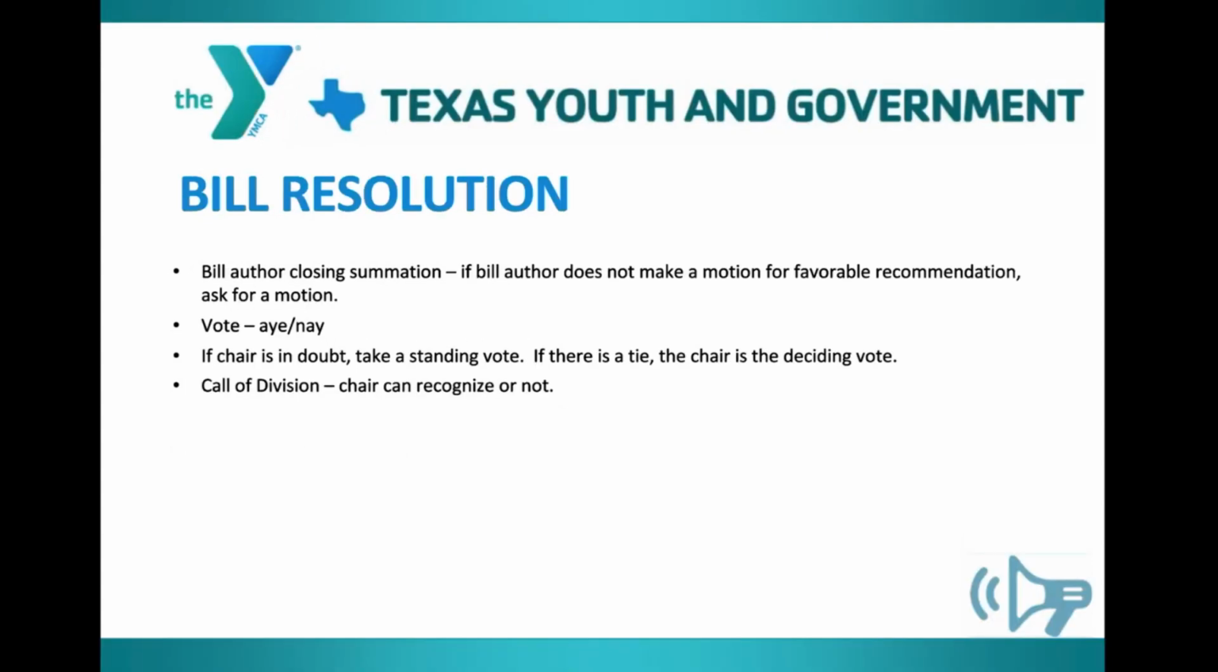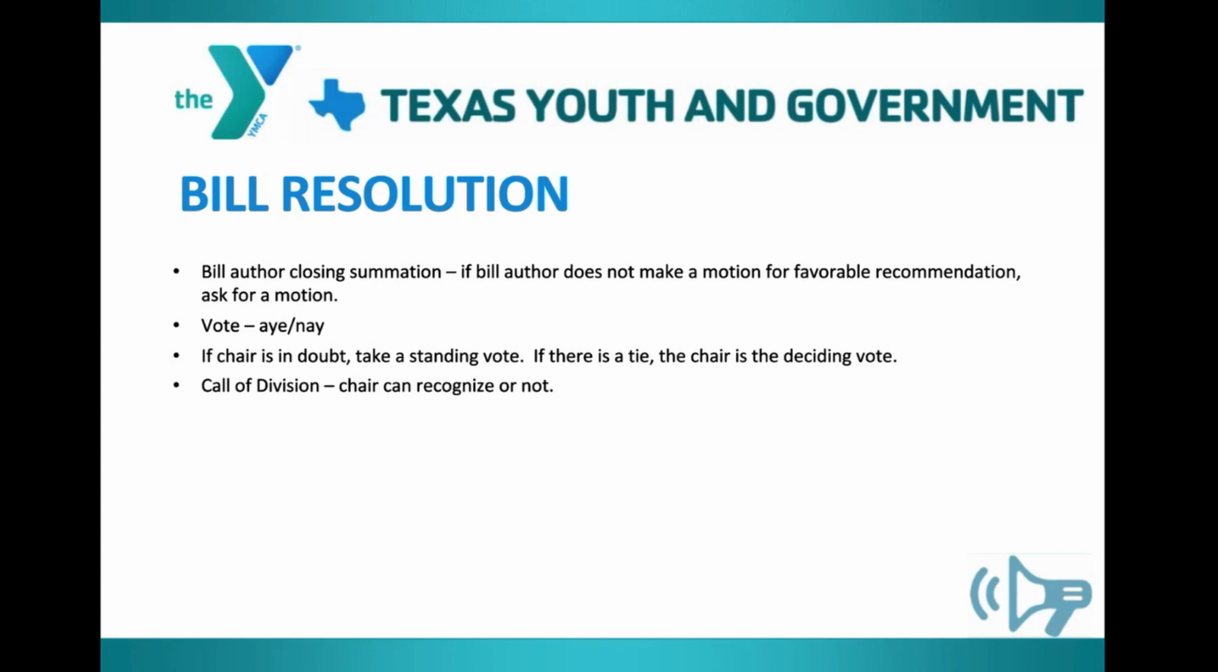The bill author will come forward to do a 90-second summation. At the end of the summation, if the bill author does not make a motion for favorable recommendation for House and Senate action of their bill, and no one stands up to make a motion, the chair will ask for a motion for favorable recommendation. If there are any amendments, be sure to include "as amended."